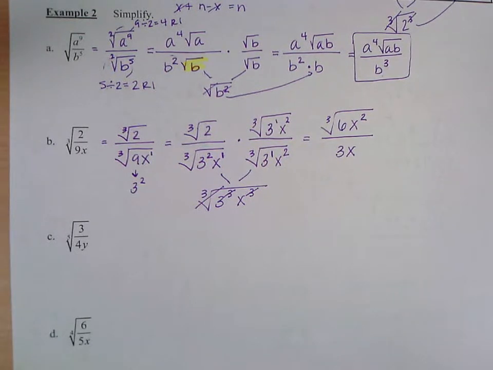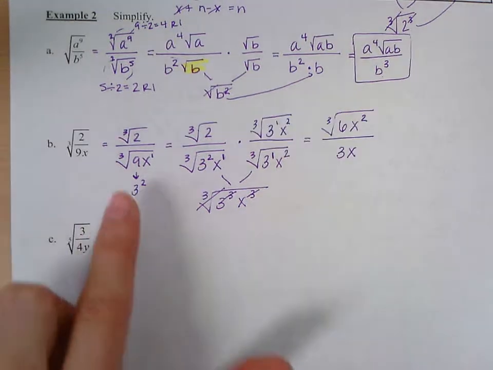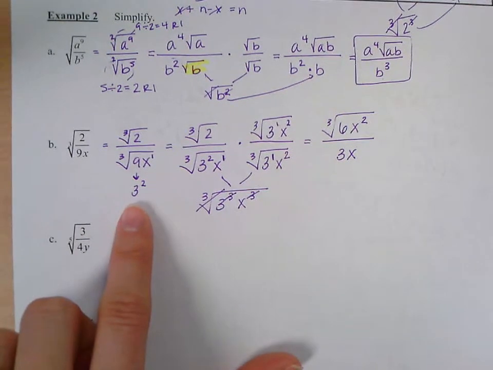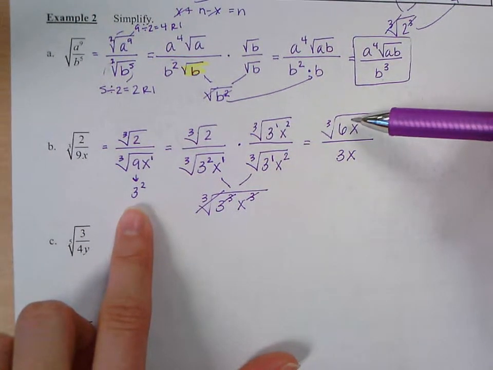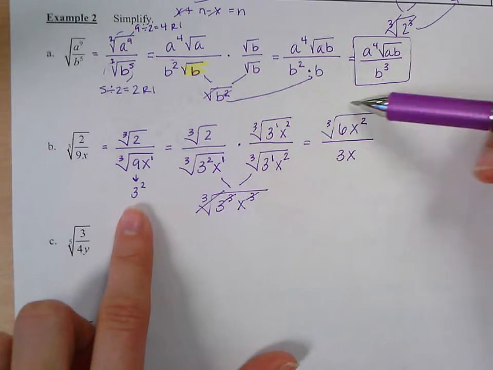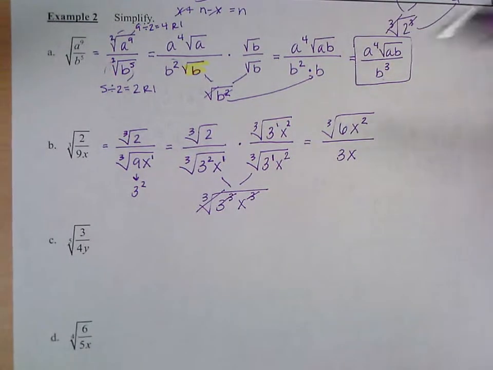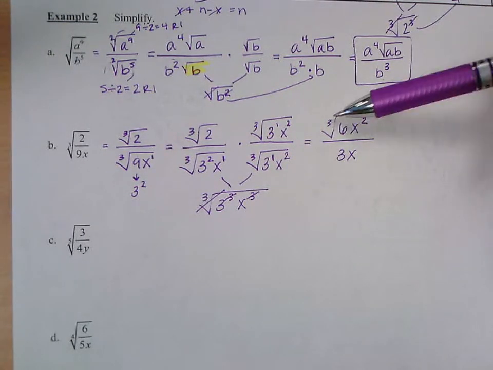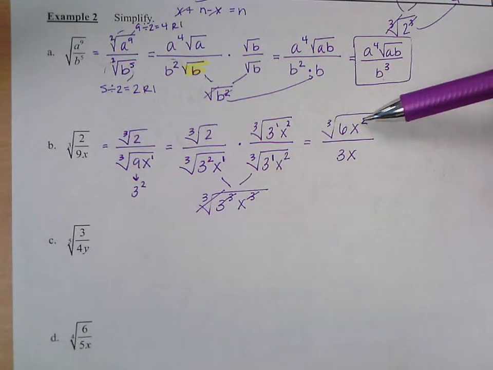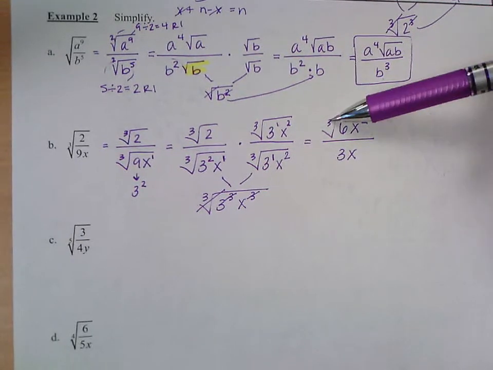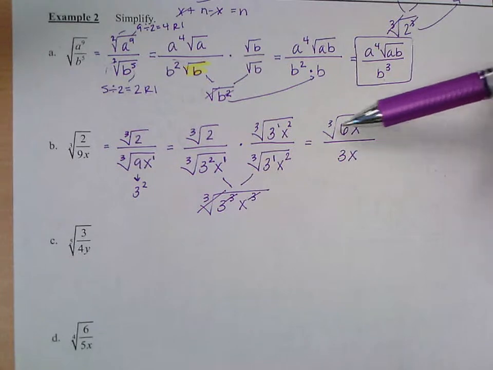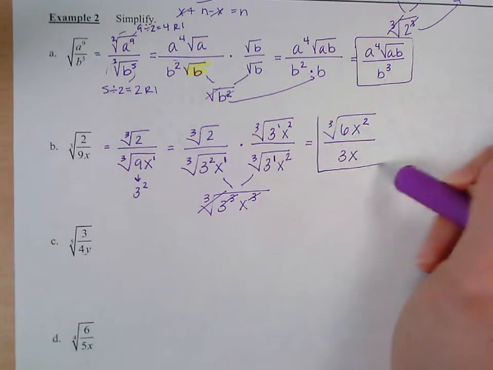And that's my answer. A way to double check: because I rewrote the 9 as 3 squared, that usually helps and means you don't have to simplify at the end. But you could double check. I know 6 is not a perfect cube, and I know the 2 on the x squared is smaller than 3. So I know that this radical is already simplified and that this is my answer.